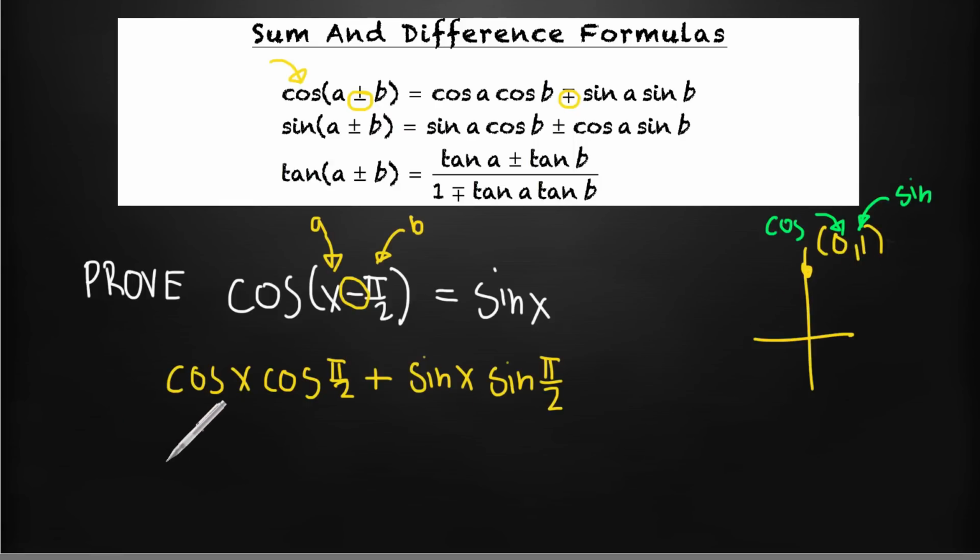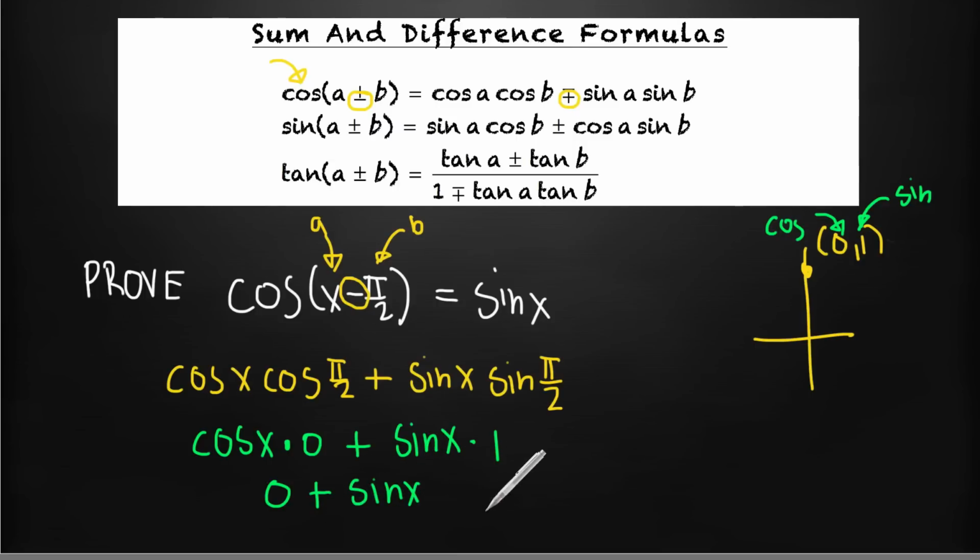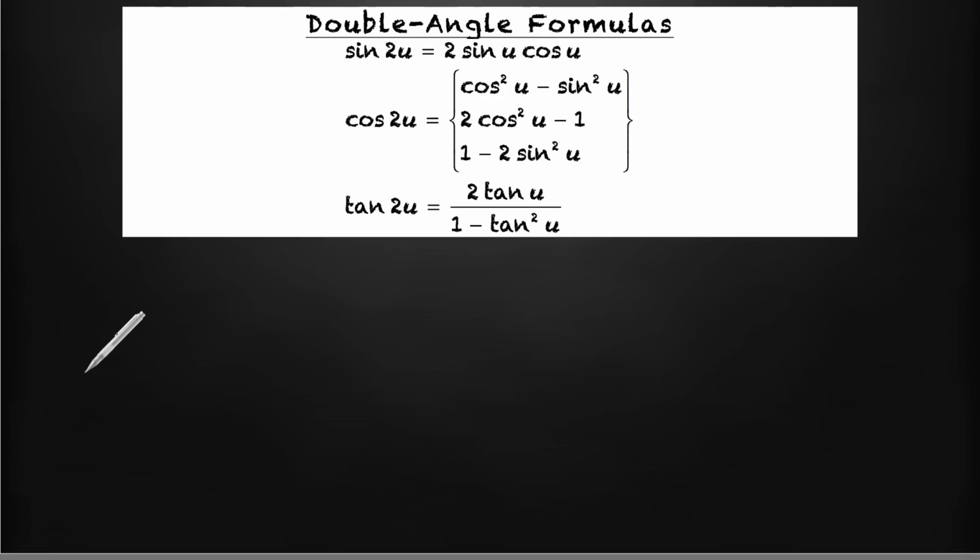So cosine of x, well, we don't know what that is. We're just going to write cosine of x. Cosine of 90 is 0, and then plus sine of x. Well, we don't know what x is, so we have to leave it there. Sine of 90 is 1. So 0 times anything is 0. Sine of x times 1 is just simply sine of x. So we have proven the identity. Cosine of x minus pi over 2 is equal to sine of x.